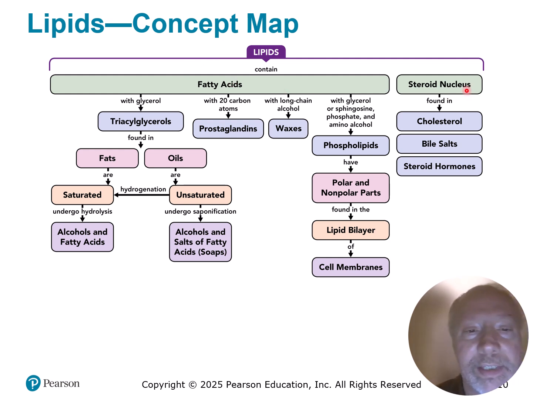And finally is this cool slide as we come to an end of chapter 15. Lipids, fatty acids, steroid nucleus. Fatty acids can be triglycerols that form with glycerols and are found in fats and oils. When their fats are saturated and often solid, they can be hydrolyzed into alcohols and fatty acids. Oils can be unsaturated with double bonds like alkenes. They too can undergo hydrolysis, but using sodium hydroxide for saponification, and alcohols and salts of fatty acids can generate soaps.